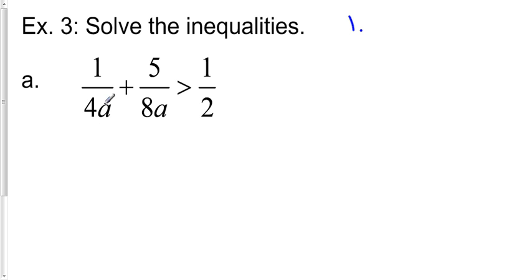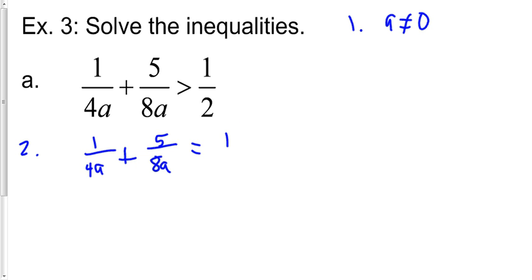Take a look at your denominators here, 4a and 8a. There's one excluded value, and that's 0. If I plug in 0, I have denominators of 0, and we can't divide by 0, so step 1, a cannot equal 0. Step 2, now we're going to solve the related equation, and the related equation is 1 over 4a plus 5 over 8a equals 1/2. Just change the symbol into an equal sign. We're going to get our value of a here.